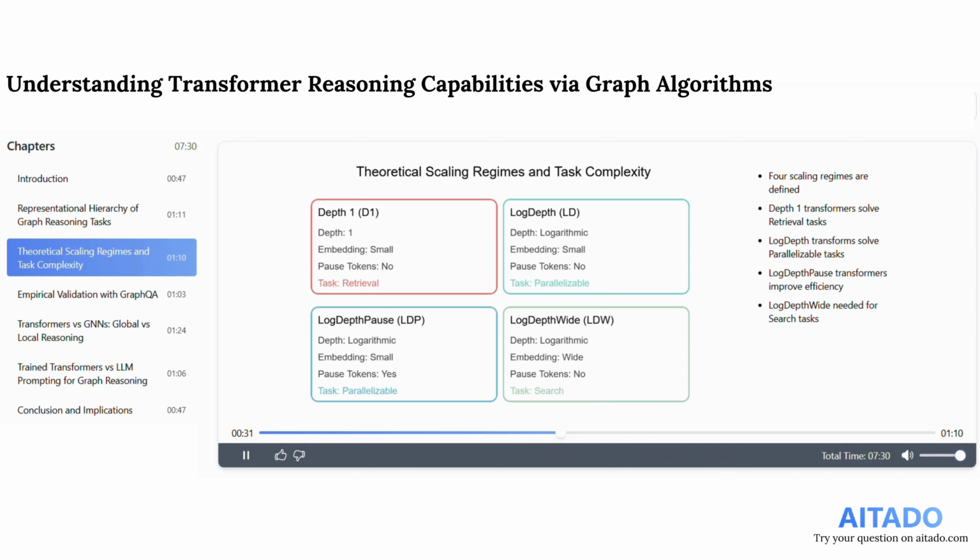Log depth transformers, maintaining a small embedding but increasing to logarithmic depth, handle parallelizable tasks better, as complexity grows with the need for concurrent processing. Log depth pause offers a variation with pause tokens, potentially enhancing efficiency while still targeting parallelizable tasks. Finally, log depth wide transformers, with increased embedding dimensions, address more complex search tasks, showcasing the need for wider representations to manage intricate search operations effectively. This classification helps in understanding how different architectural choices in transformers align with task requirements.